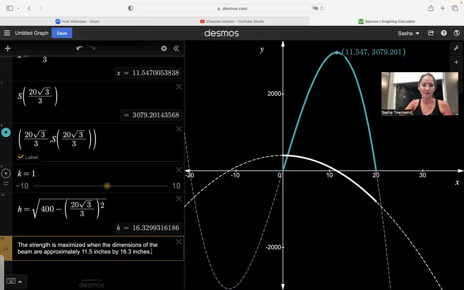And we could use exact answers, like this actually simplifies to 20 divided by 3 times the square root of 6. But when we're actually measuring things, we can probably just measure them in inches without these square roots of 3 and square roots of 6. So we'll have 11.5 inches by 16.3 inches. And that's it.